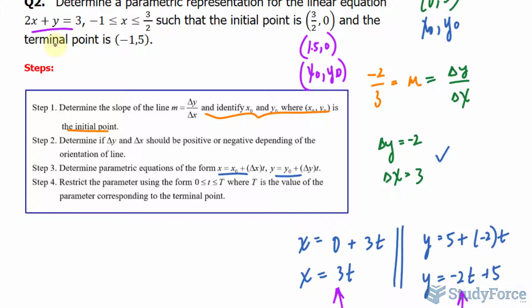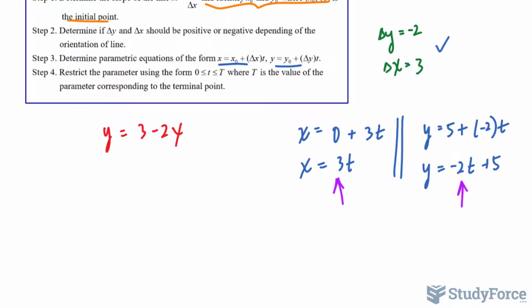Another problem that we face here is that this question, 2x plus y is equal to 3, is not in slope y-intercept form. So let's make it in slope y-intercept form by isolating for y. We have y is equal to 3 minus 2x. And now we can easily identify our slope, which is negative 2. M is equal to negative 2.